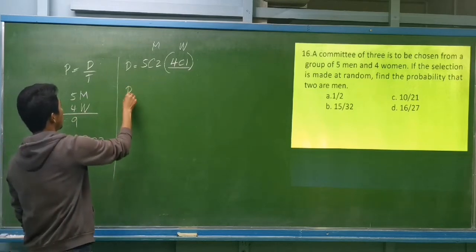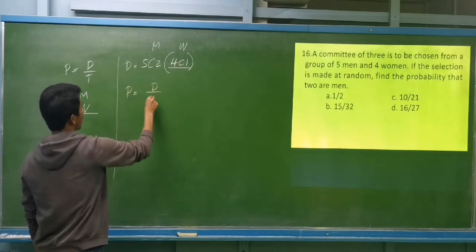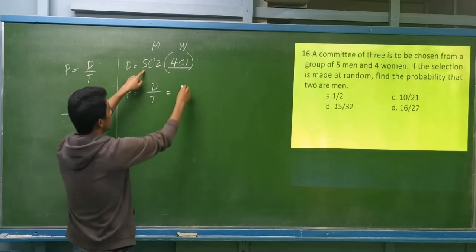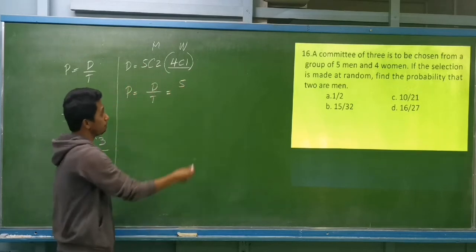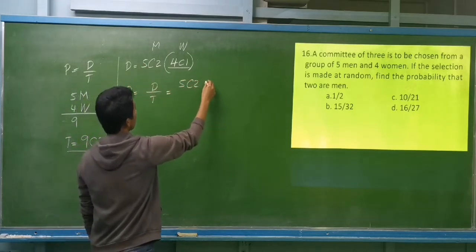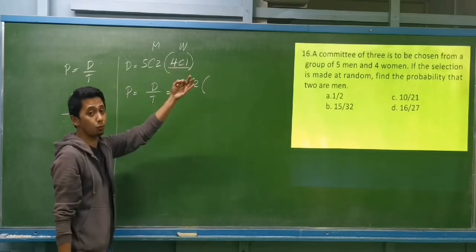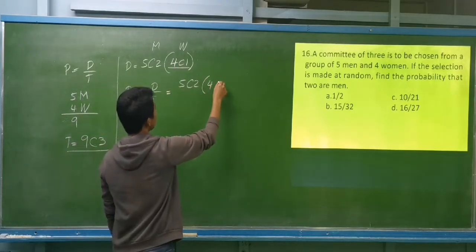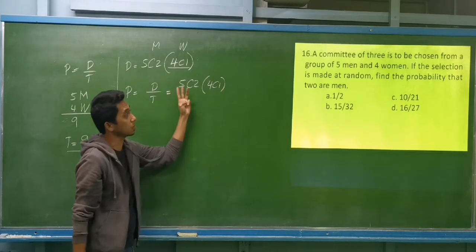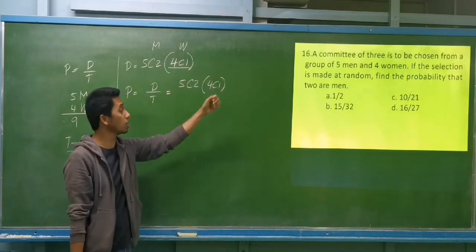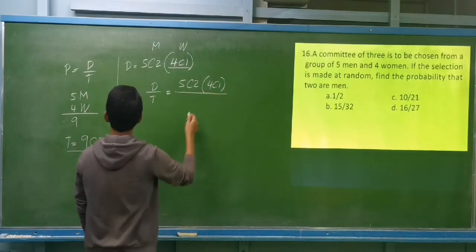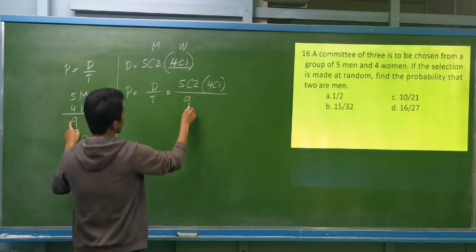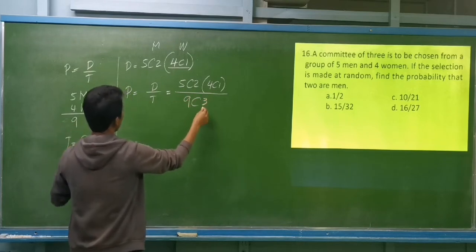So, we have the probabilities equal to the desire divided by the total. Ano yung desire natin? Mula sa 5 men, from 5 men, kukuha tayo ng 2. Multiplied by, mula sa 4 na women, kukuha lang tayo ng 1. Since ang kailangan natin is 3 para dun sa committee. Divided by dun sa total natin sa siyam, kukuha tayo ng 3.